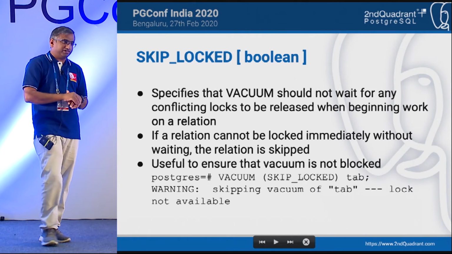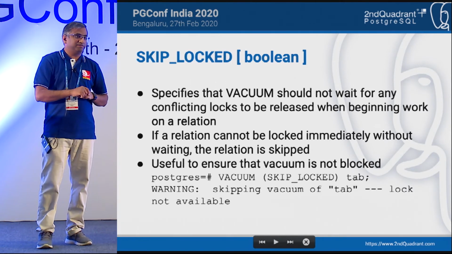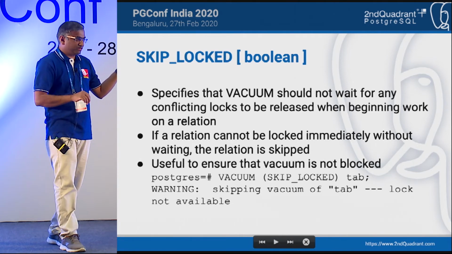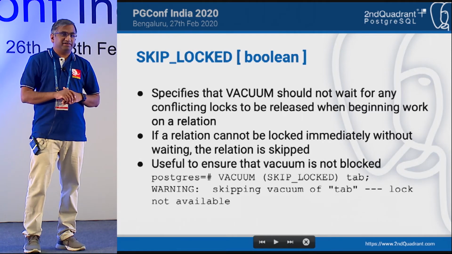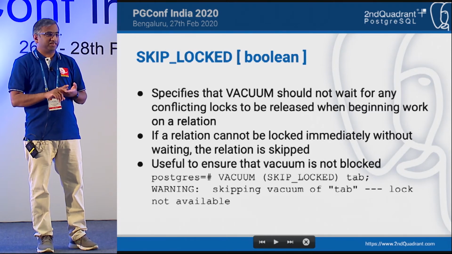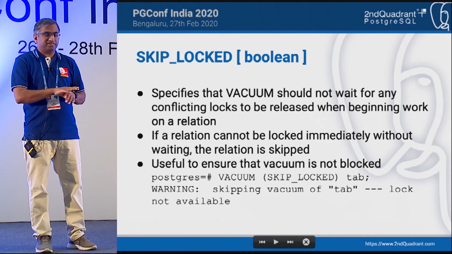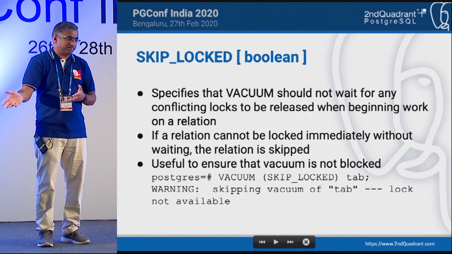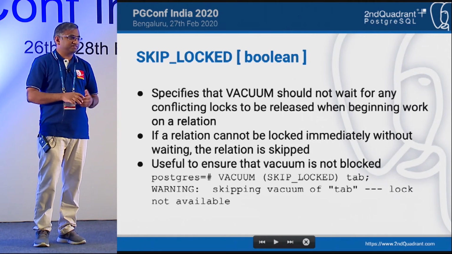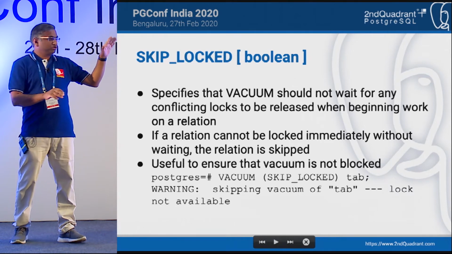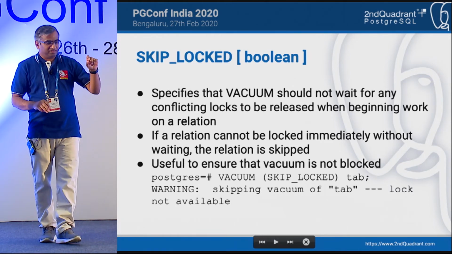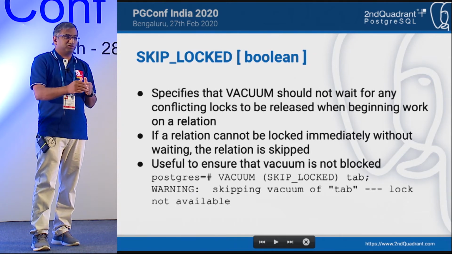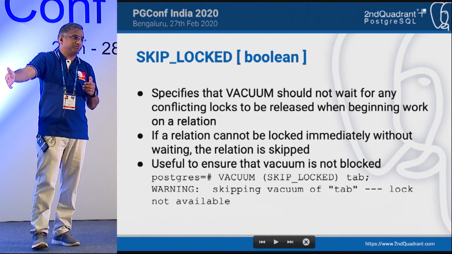Skip locked is also interesting. If you are trying to run a vacuum command on a table, and Simon talked about some of the lock levels in the morning, typically vacuum requires share update exclusive lock, which doesn't conflict with reads and writes, but it does conflict with create index concurrently, for example, or access exclusive lock. So if you use this option, and the required lock, the share update exclusive lock, is not available, then vacuum would simply skip that table and try and process the next table.